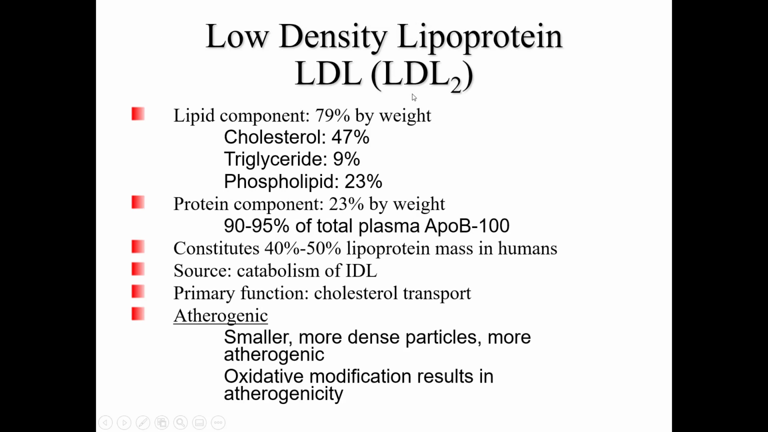Low density lipoprotein. So the lipid component is 79%, the protein component is 23%, and you can see it has a lot of cholesterol in it. So it constitutes 40 to 50% of lipoprotein mass in humans. The source, it's made from the catabolism of IDL. Its primary function is cholesterol transport.